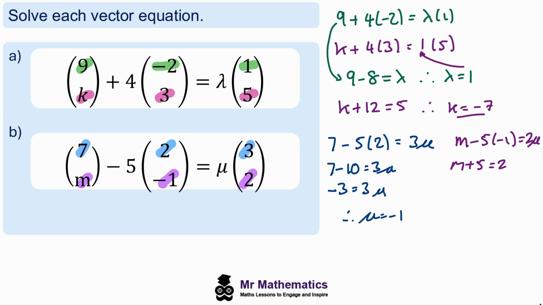So we'll replace this mu with -1. And we get m plus 5 must equal -2. So m must equal -7. Okay, how did you get on?